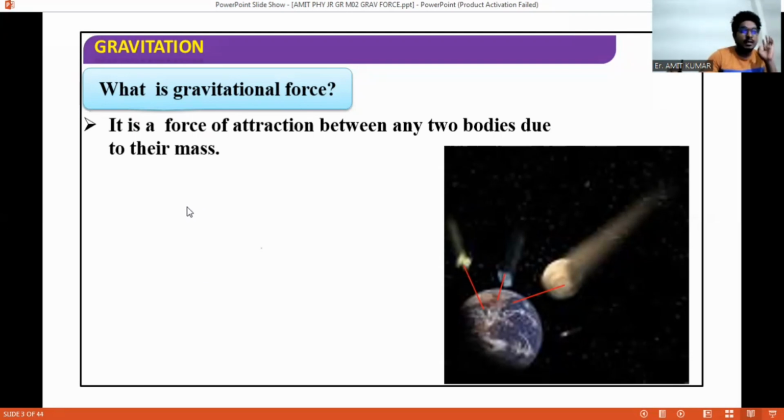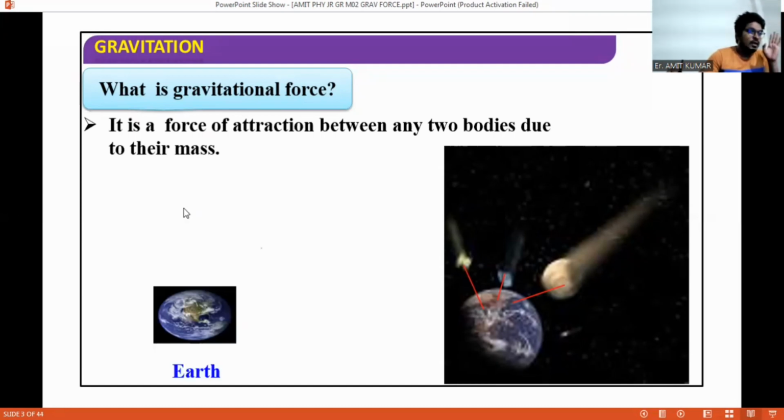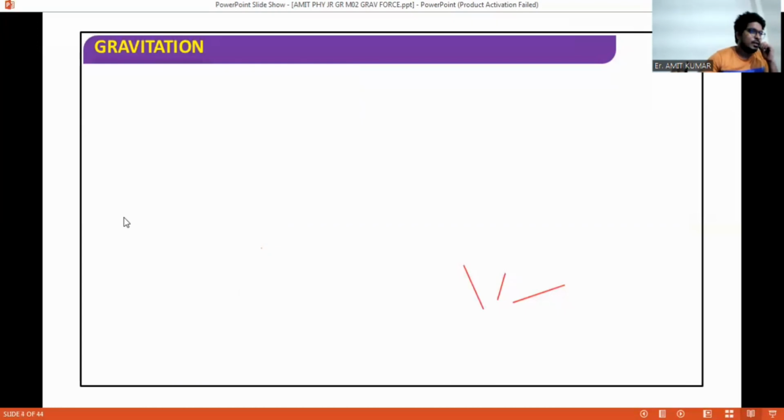Suppose you take Earth and another planet. There will always be a force of attraction between both bodies, because of the mass of the planets, and that force is known as gravitational force. Any doubt up to here? Yes or no? Tell me fast.